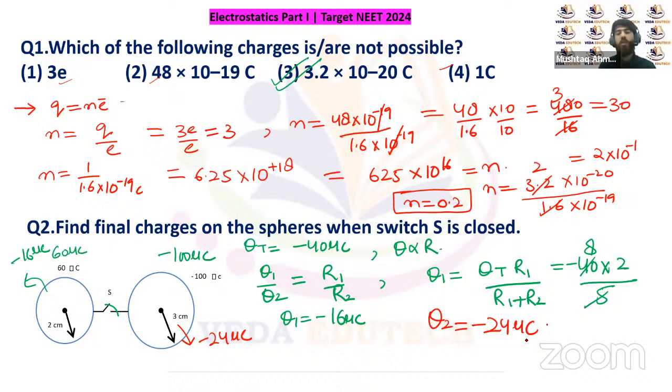This is how the charge distribution will take place in case of two spheres. In case of two spheres having different radii, the charge distribution will take place according to the radius of the spheres. Q will be proportional to R, and Q1 by Q2 will be equal to R1 by R2. This is how the charge distribution will take place between the two spheres.